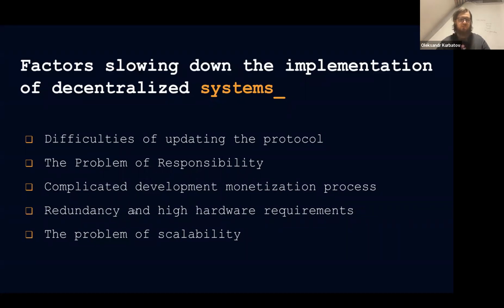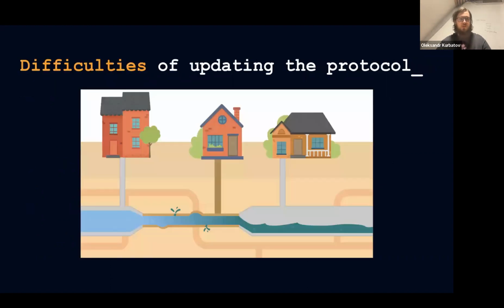The next one is redundancy and higher hardware requirements. We'll discuss it separately. And the last one, the problem of scalability, which is obviously a problem that every system is going to resolve. And let's start with the difficulties of updating the protocol.